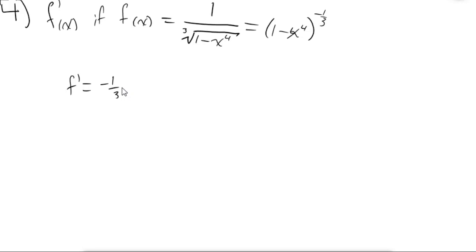our u, which is 1 minus x to the power of 4 to the power of n minus 1. Now, n minus 1 is the same as negative 1/3 minus 3/3, or negative 4 over 3, multiplied by the derivative of u, or the derivative of our inside function, which is the derivative of 1 minus x to the power of 4. Well, the derivative of 1 is 0. And negative x to the power of 4, the derivative of that is negative 4 times x to the power of 3.